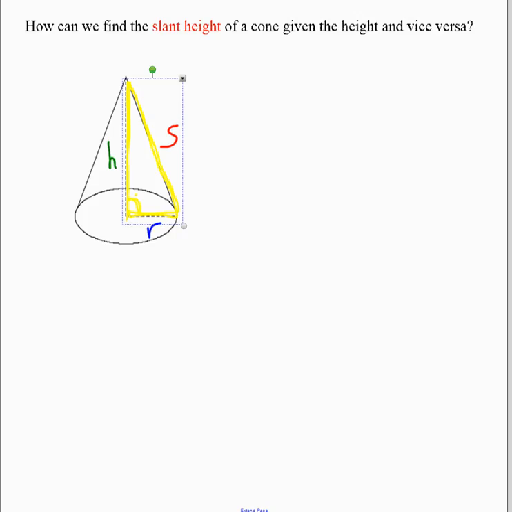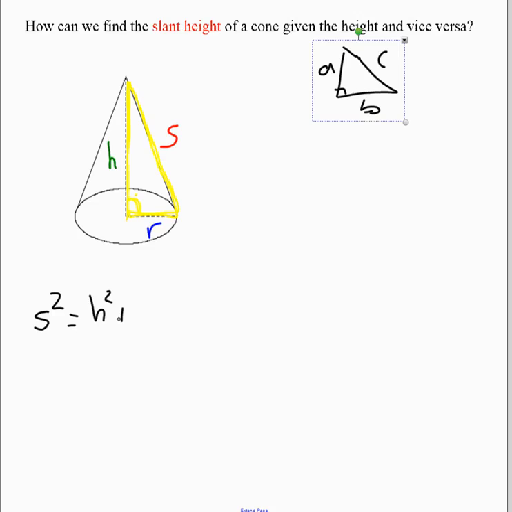And hopefully your brain's going, oh my gosh, right angle triangle, I could use Pythagorean theorem. So Pythagorean theorem, remember, if here's my right angle triangle, is a squared plus b squared equals c squared. I can adapt that to these letters, because the letters don't really matter. So I could say that slant height squared was height squared plus radius squared. Likewise, what if I was given height and I needed to find the slant height? I could say that height squared is slant height squared minus the radius squared.